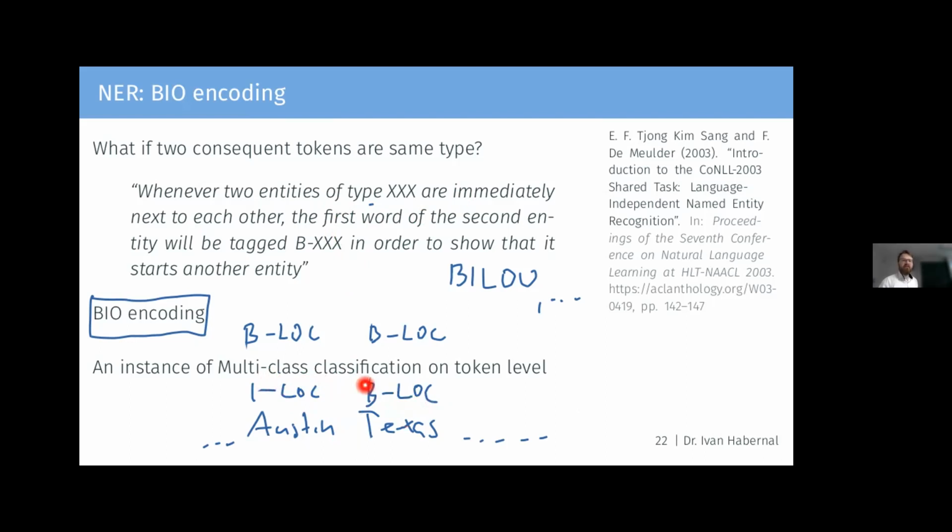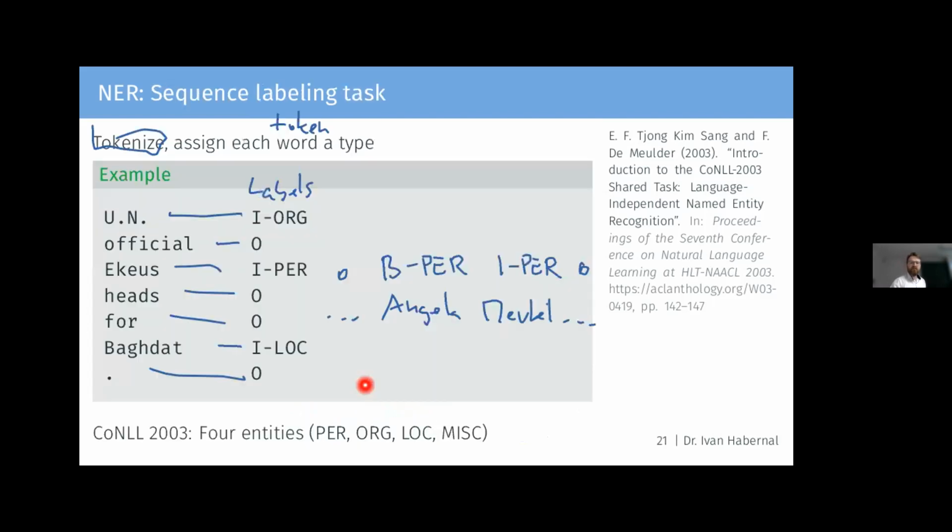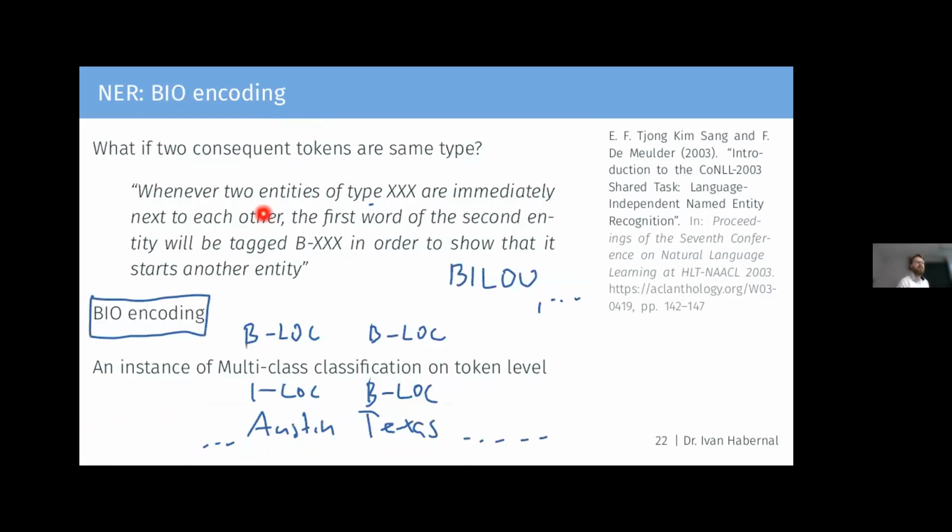But as I said, there is a standard data set. This is the CoNLL 2003. They have four entities: person, organization, location, and misc, like miscellaneous. And they use this BIO encoding in the way they describe here. So this is from the paper, their decision, basically. Okay, any question?